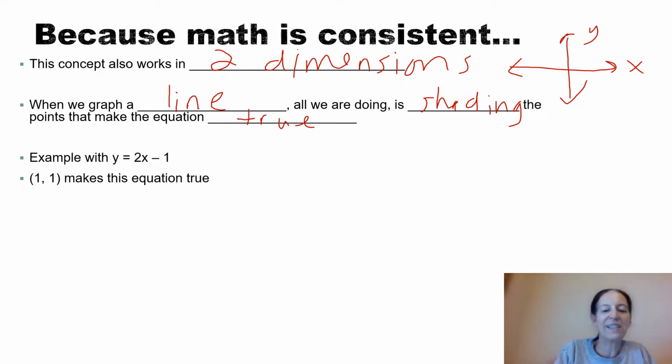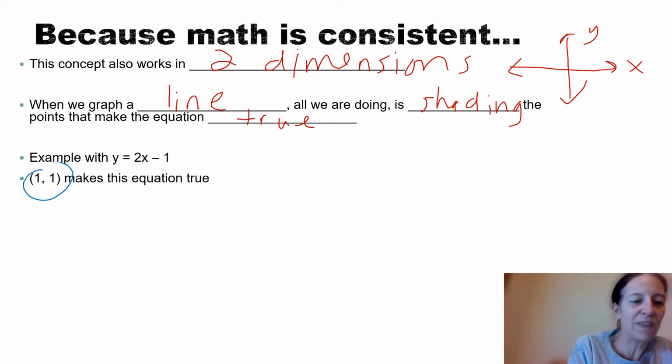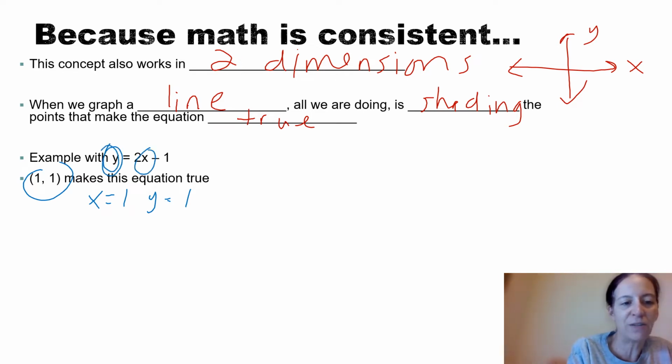So for example, with the equation y equals 2x minus 1. The point (1, 1) makes this equation true. If you look at that point, x is equal to 1 and y is also equal to 1. So I'm going to plug that into my equation with the x and the y, and I get 1 equals 2 times 1 minus 1. So y equals 2 minus 1 and 1 equals 1.